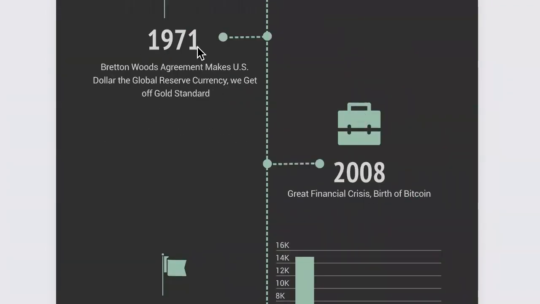1971, we got off the gold standard. In America, there was the Bretton Woods Agreement. They said, hey guys, we're not doing gold anymore. Instead, we're going to do currencies. And the US dollar is going to become the world's currency.